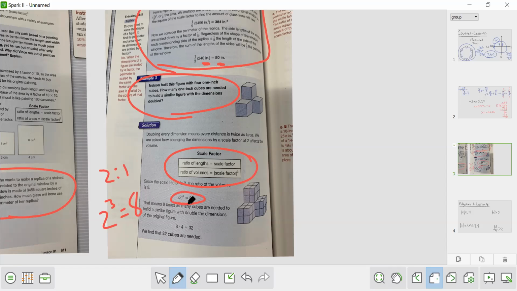And this is what they did right here. Since the scale factor is 2 and the ratio of the volume is 8, it takes 8 times as many to double that. So this takes 4, right? And I have to multiply 4 times 8. This takes 32. If you wanted to count the little cubes, you could, but it takes 32 cubes to make this one, but it only took 4 to make this one. All they did was double the size. Kind of bizarre how much difference that makes, doesn't it?